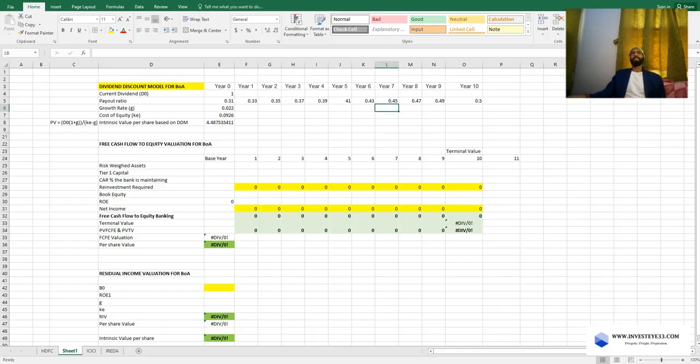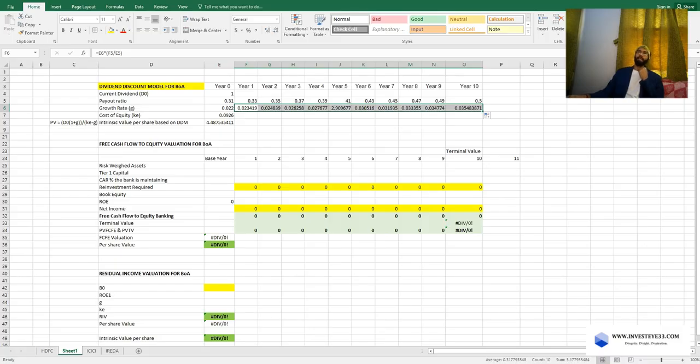The growth rate is enhanced. The growth rate is enhanced in the next 10 years. The growth rate is actually multiplied with the payout ratio to give you the entire growth rate. So the growth rate in year 1 is equal to 0.022 multiplied by 1 plus the payout ratio growth rate. Now friends, here you can see we have incorporated the increase in payout ratio with respect to the growth rate.